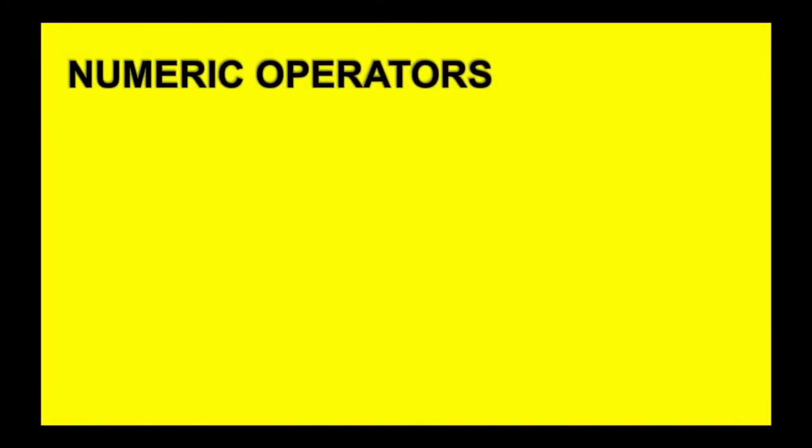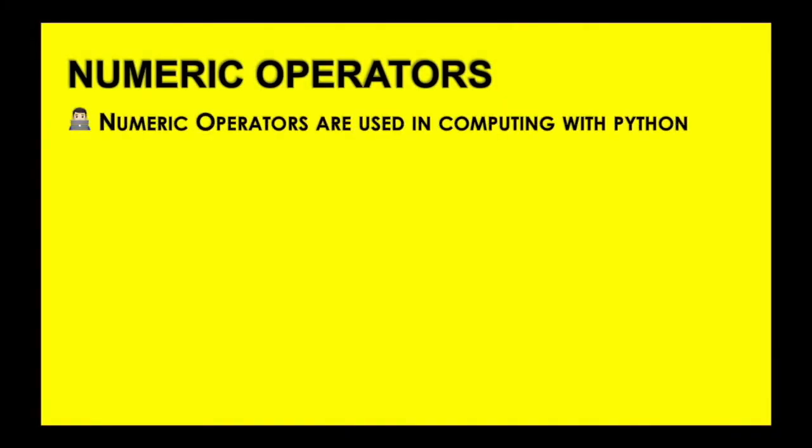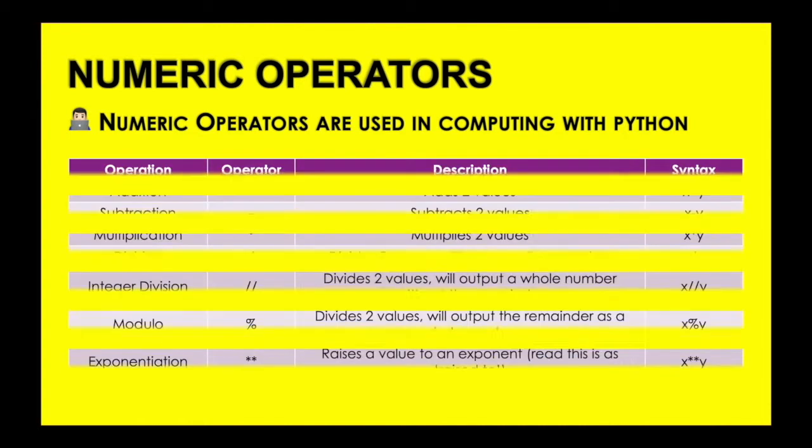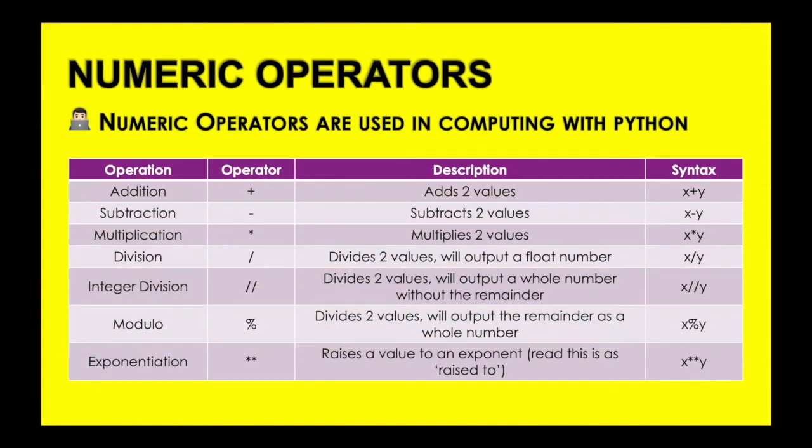Numeric operators are used in computing with Python. Here we have a table of different numeric operators used in the Python environment. First, we have the operation addition, and the operator is of course the plus sign, and this adds the two values. So the syntax is x plus y.